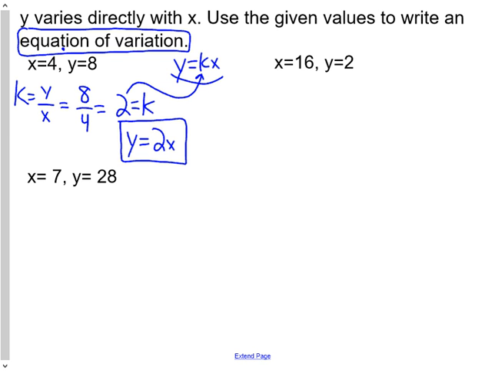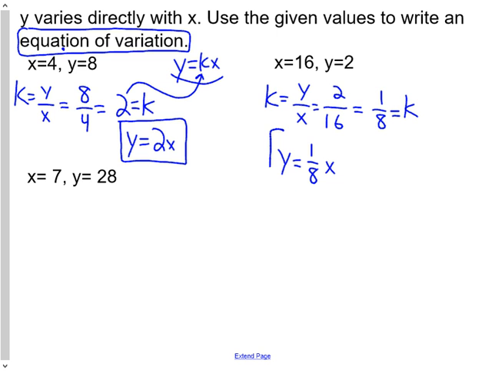Next, same idea, k equals y over x. This time x is 16, y is 2. They flip the order on us, giving us x first. And we get 1/8 is our k value. So when I write my sentence, y equals blank x, we're plugging in k where it was before. So y equals 1/8 x.